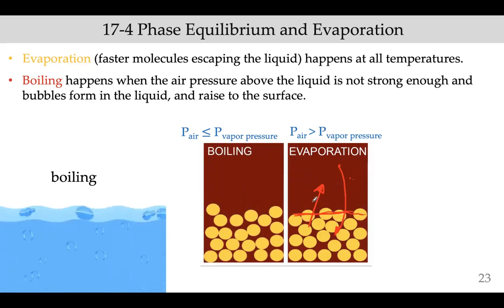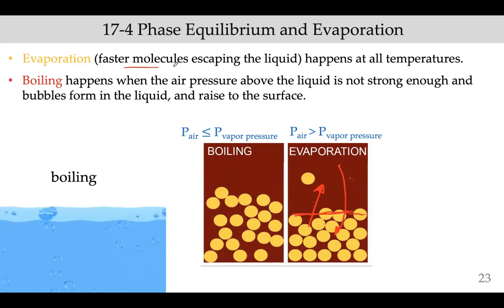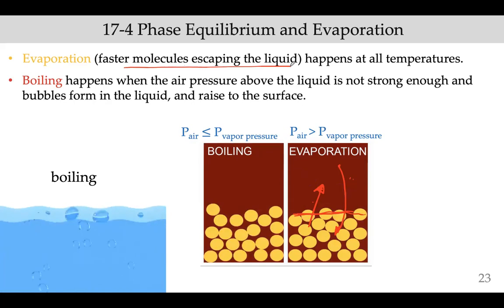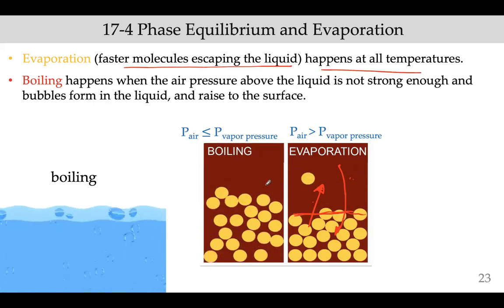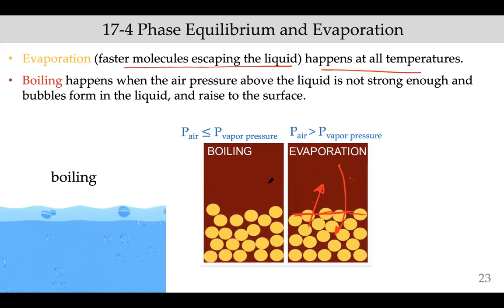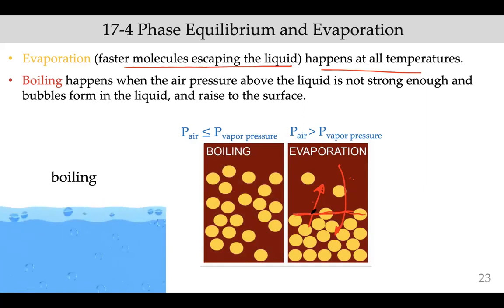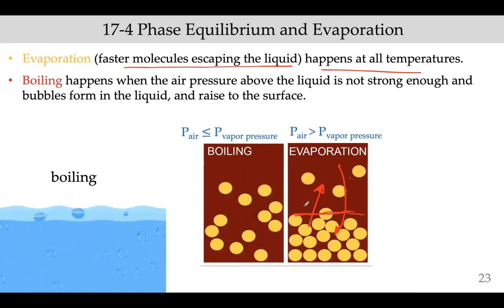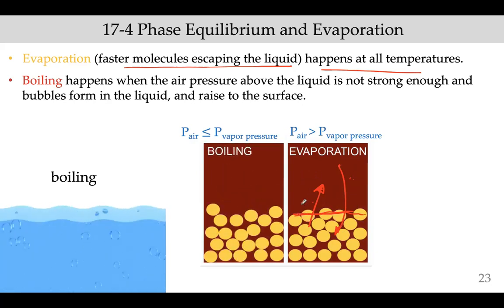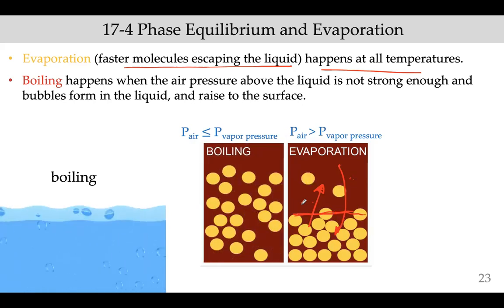equilibrium between the phases. So evaporation is basically faster molecules escaping the liquid, and it happens at all temperatures. Even for water at 0 degrees, there are going to be some molecules which have enough speed to escape the liquid, even if it's 0 degrees Celsius. Now, boiling is something different.